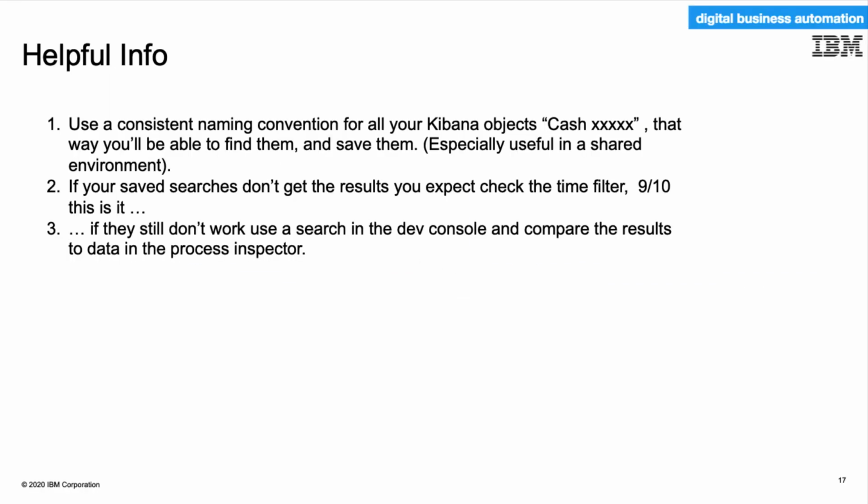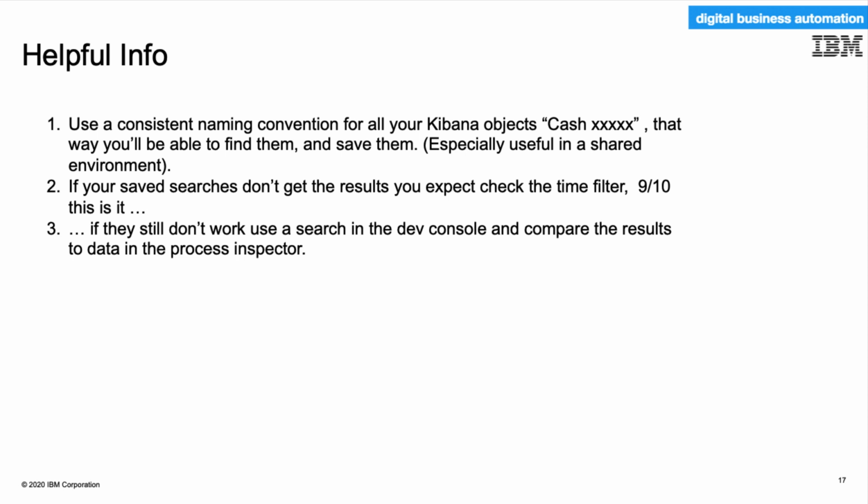So we'll finish off with some helpful info. As I've already mentioned, use a consistent naming convention for your objects. That way you'll be able to find them and save them. Often you'll create a saved search and you won't get the results that you're expecting. Nine times out of 10 this is the time filter in the top right hand corner, so just check and make sure that is including a window that's wide enough to find your processes.